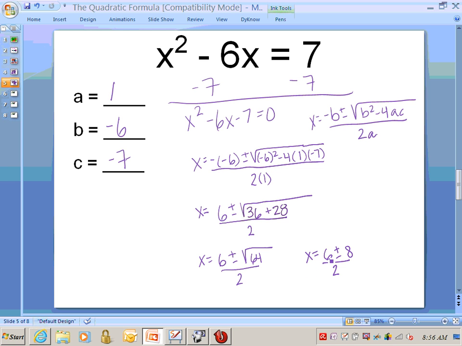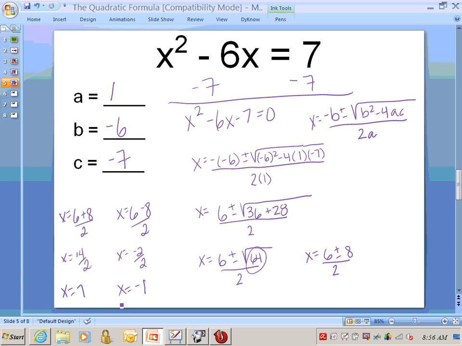So what was my discriminant? 64. It's under the square root, right? Okay, so the first one would be x equals 6 plus 8 divided by 2, and the next one is 6 minus 8 divided by 2. Okay, 6 plus 8 is 14. X equals 7, and x equals negative 1, right? Did you check it in your calculator?